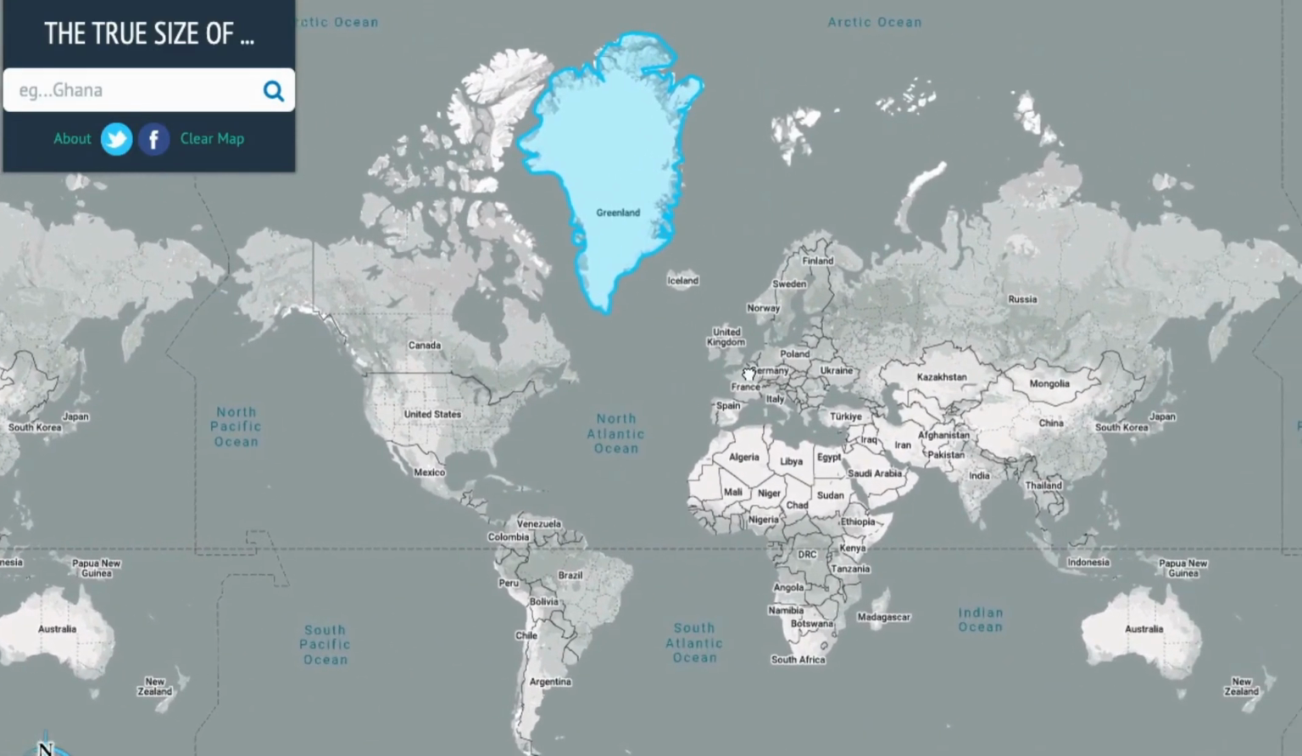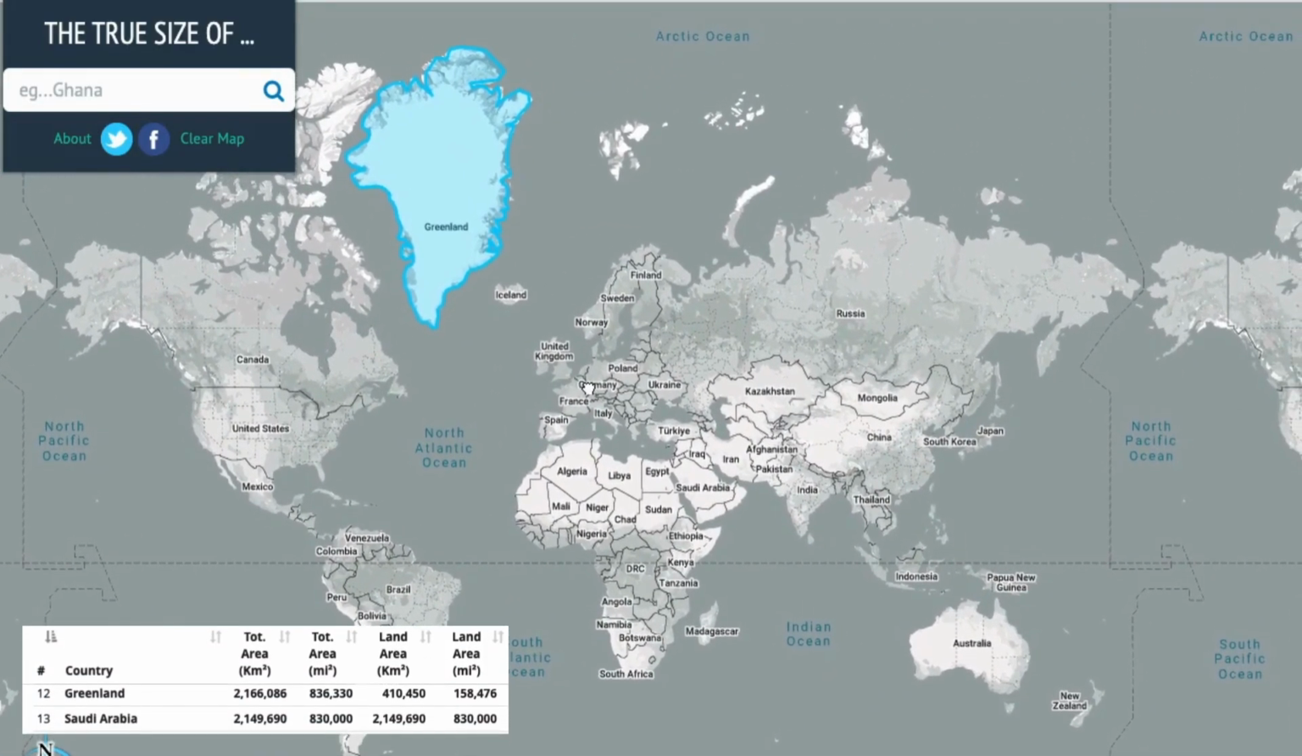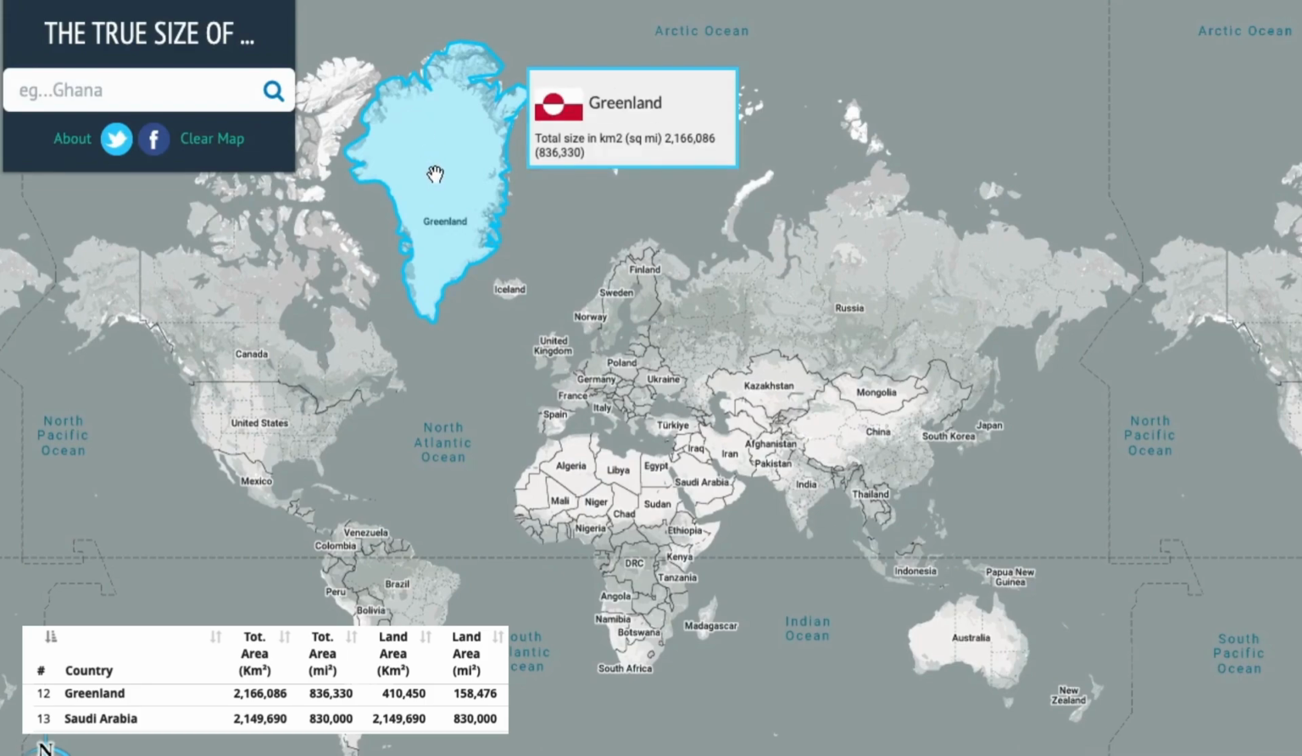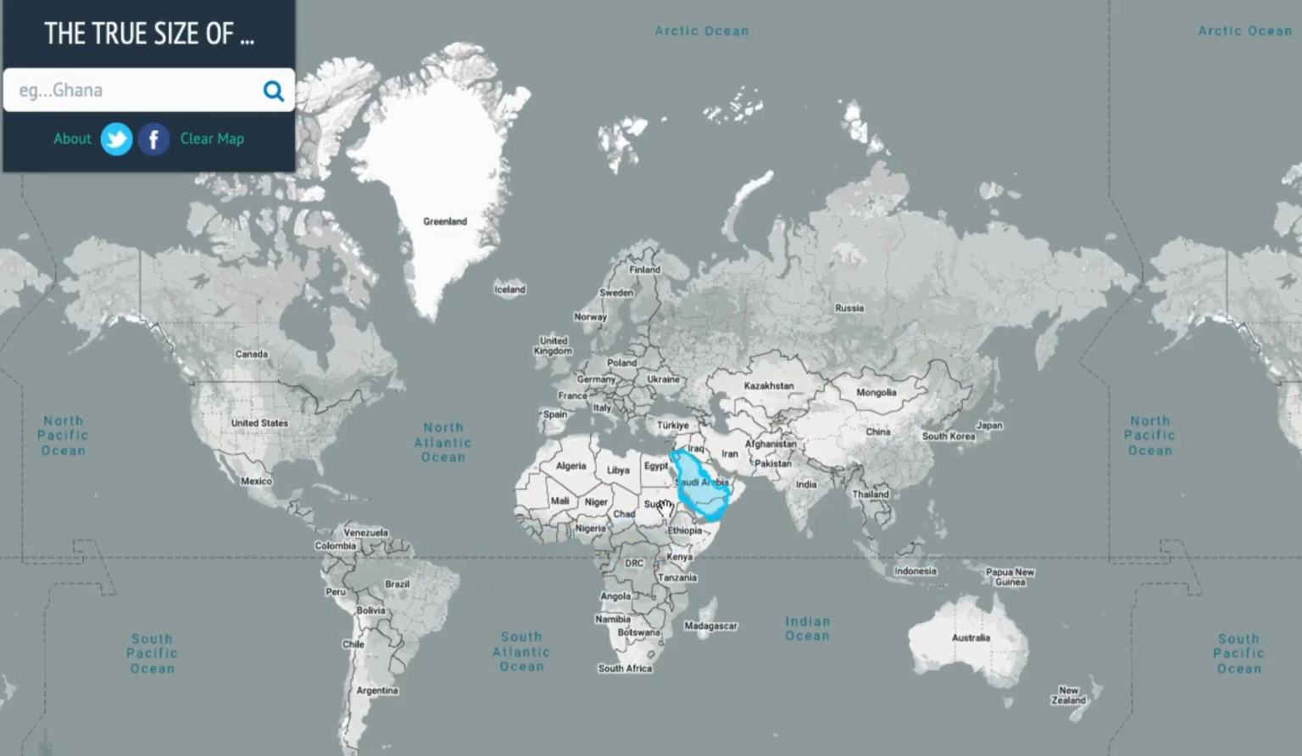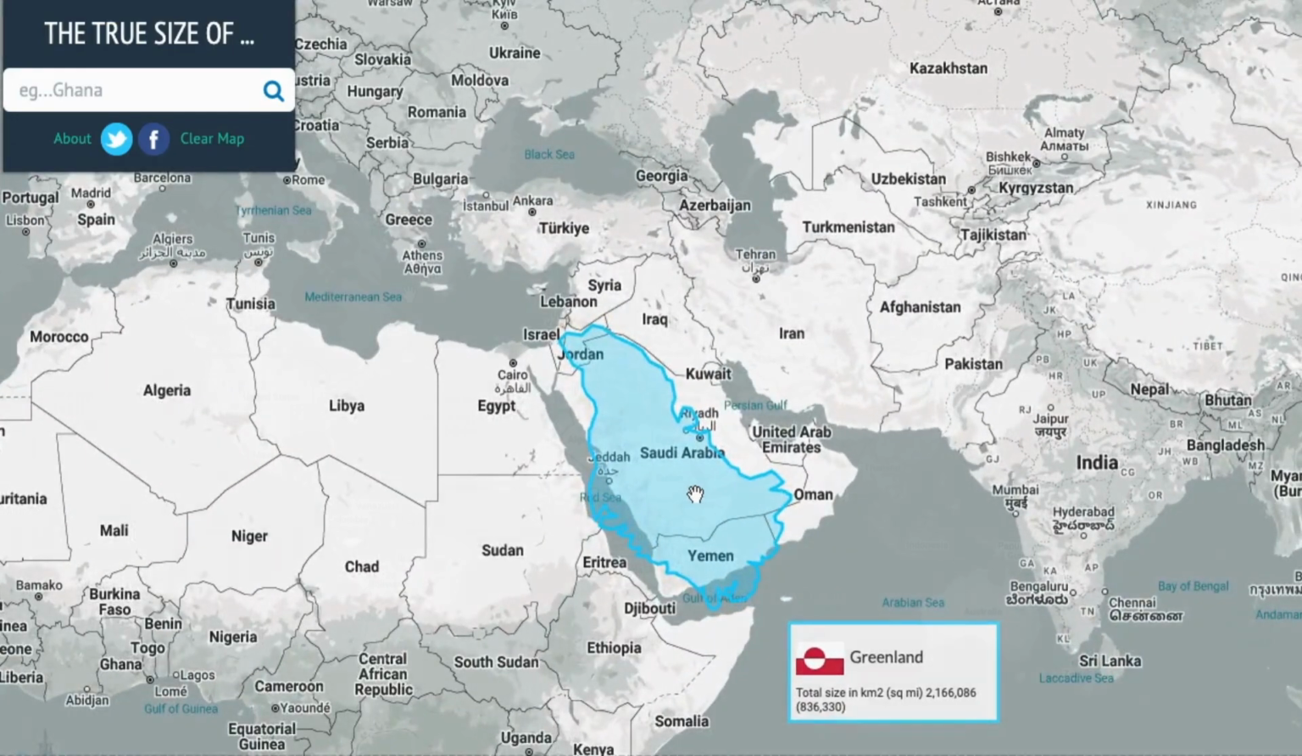If you look at a map, you probably wouldn't say that Greenland is only 15,000 kilometers squared larger than Saudi Arabia. But using this website, you can actually see that they're pretty much the same size. Again, this is because Greenland is so far north and just shrinks when you move it closer to the equator.